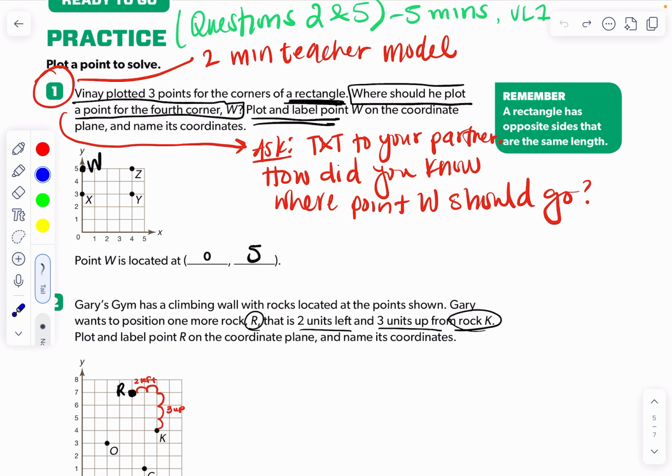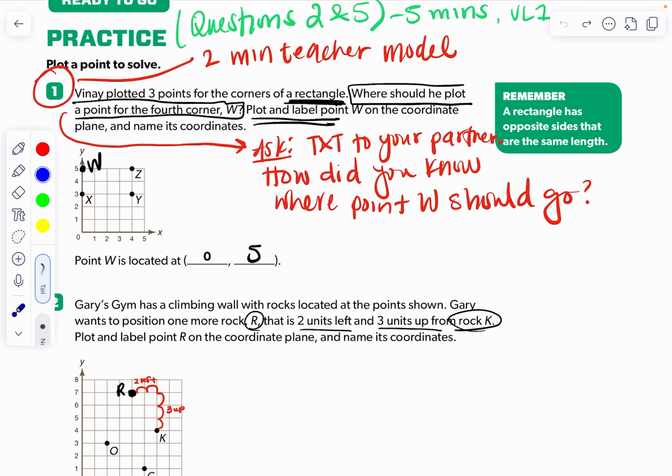From there, you are going to jump into another teacher model, another word problem. It tells us Vinay plotted 3 points for the corners of a rectangle. Okay. Where should he plot a point for the 4th corner? Now, what I would love to ask is for you to launch students into a turn and talk. And I want you to ask them to go ahead and attempt to draw the rectangle without having to know where exactly the point lies, right?